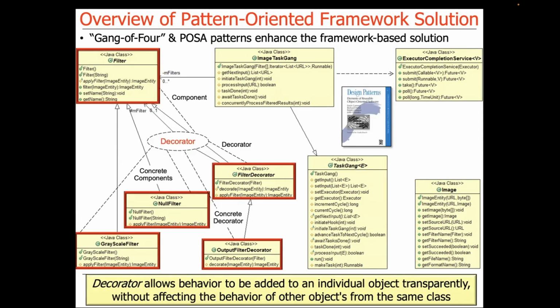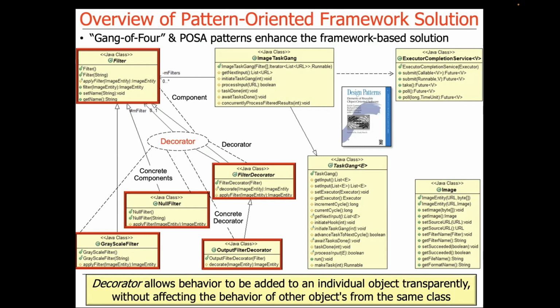The next pattern is a good old Gang of Four pattern called Decorator. And Decorator allows behaviors to be added to an individual object transparently. In other words, it won't affect the existing behavior of other objects from the same class, or even that particular object's superclasses. Instead, it decorates it by adding new processing behaviors.